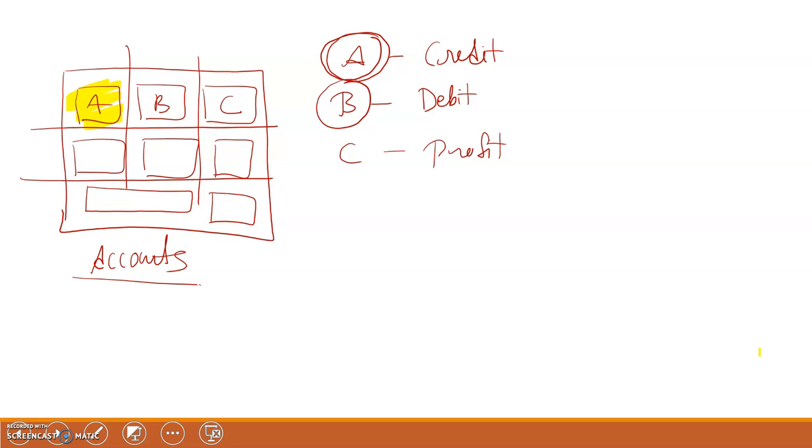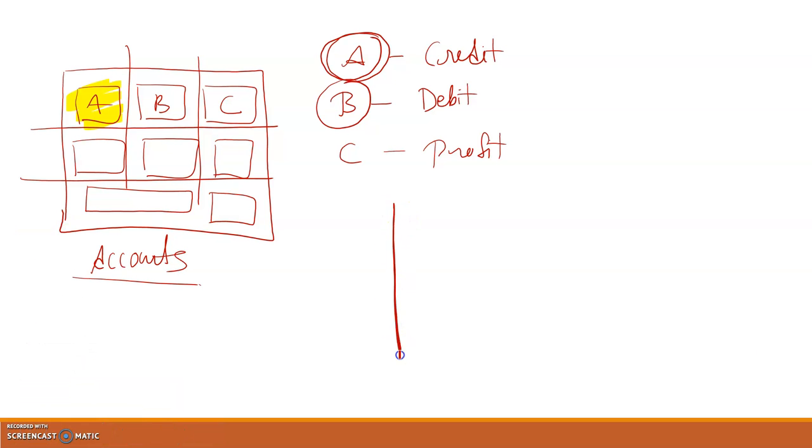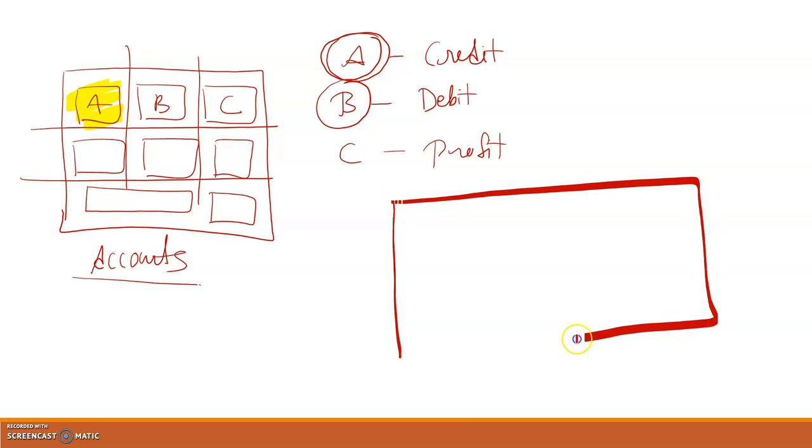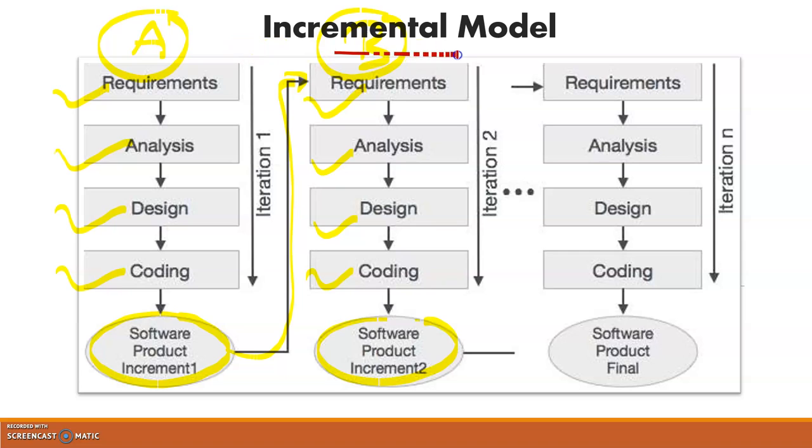So first it is your software, and right now it's blank, it's empty. Then you developed A, then you developed B, then you developed C. So ultimately you are incrementing, and this concept is known as the incremental model.